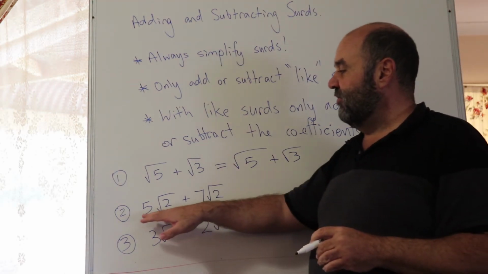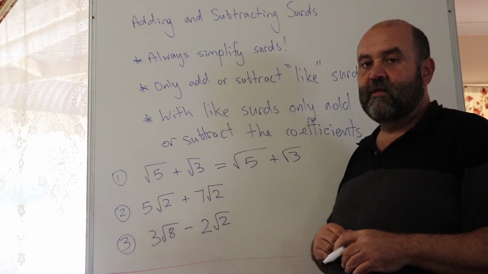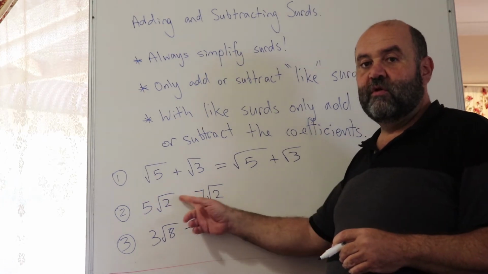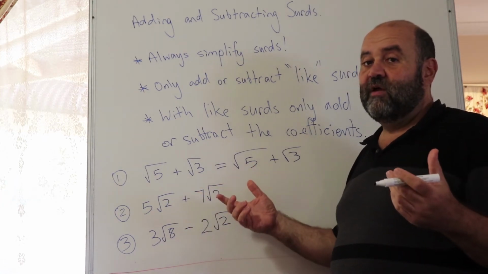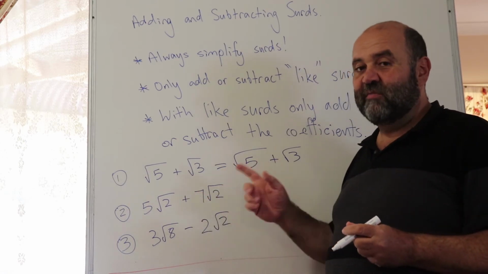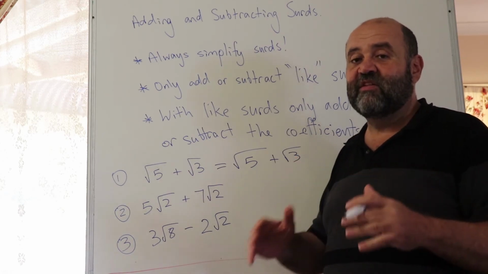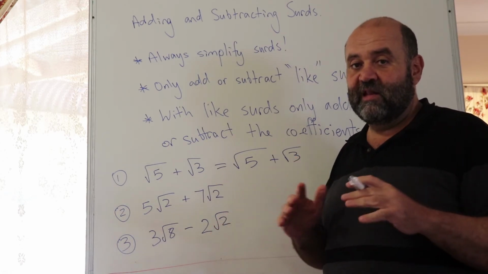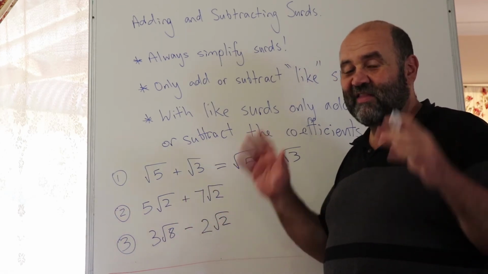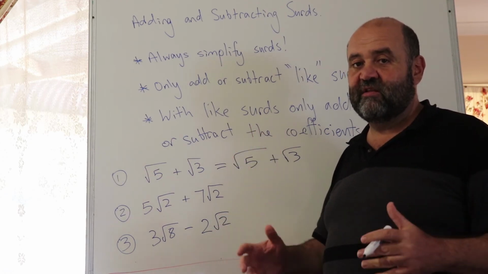Okay. What about over here? 5 root 2 plus 7 root 2. Well, they're like surds. They both got a root 2. Okay. So that means I can add them. And when I'm adding or subtracting like surds, well, then I just add or subtract the coefficients. So when I do this addition, nothing happens to the root 2. Nothing happens to the root. It doesn't become root 4 or anything like that. Nothing happens to the root 2. It's just the coefficients that get added or subtracted.